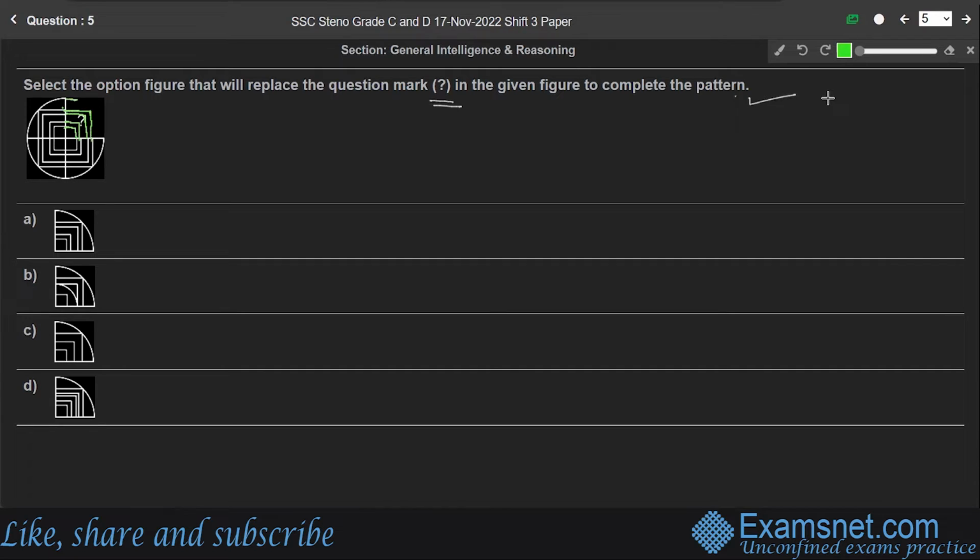and complete the circular part, right? This circular portion. Therefore, look at the options. Option A completes the given pattern, right? So option A is the right answer.